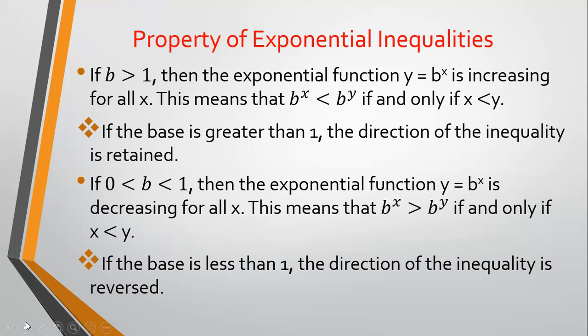Third, if the base is less than 1, so the fractions, all you need to do is to reverse the inequality symbol. This is another property of what you know before: if the numerical coefficient of x is negative, dividing both sides by the negative numerical coefficient entails us to reverse the inequality symbol. But this one is automatic: if your b is less than 1, you need to reverse your inequality symbol. Okay, let's try solving.